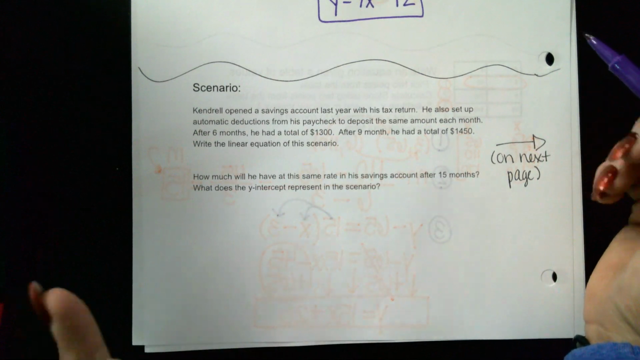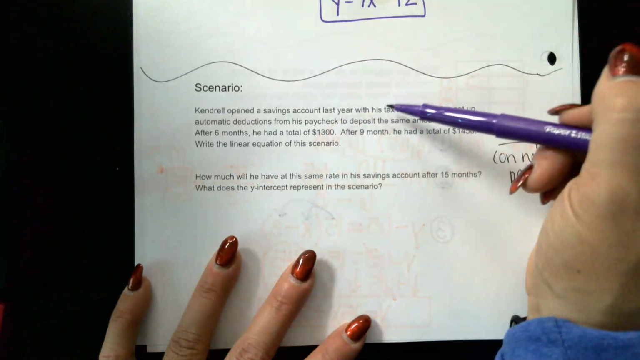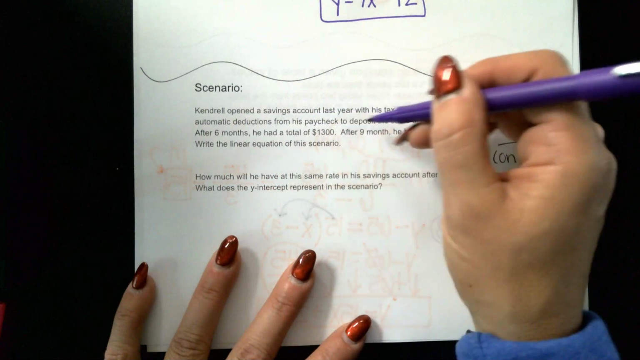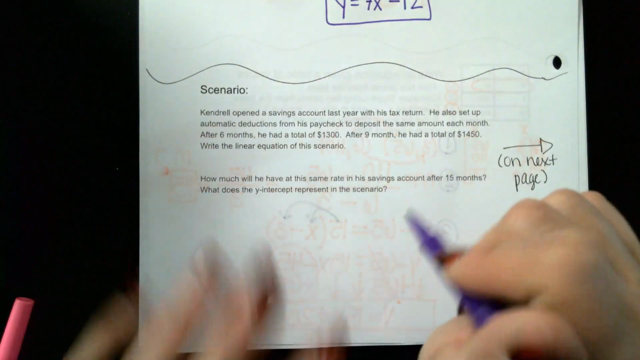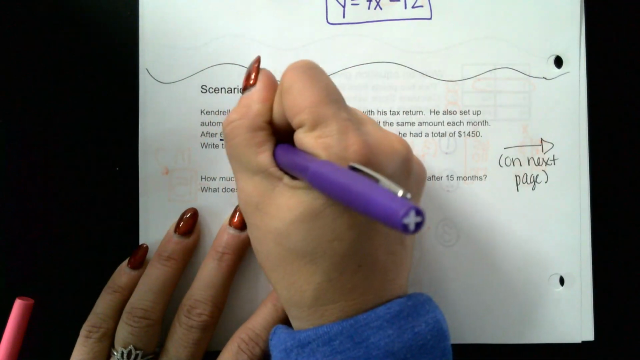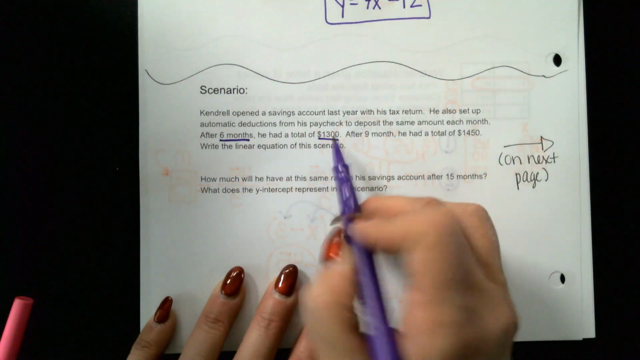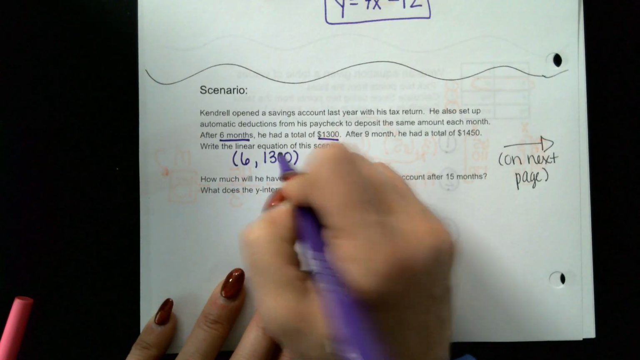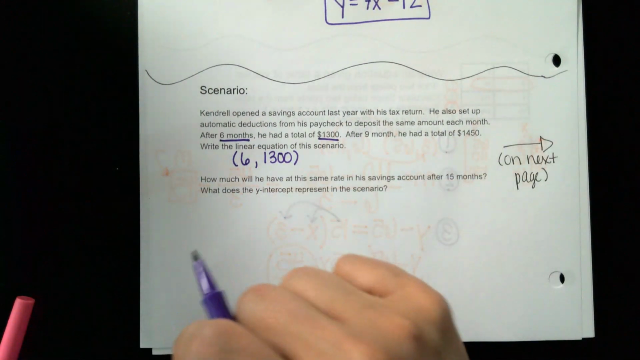Okay, so just read with me here. Kendrell opened a savings account last year with his tax return. He also set up automatic deductions from his paycheck to deposit the same amount each month. So now watch, because we're getting numbers here. After 6 months, he had $1,300. Hey, look. x, y. 6, 1,300. There's our first ordered pair. You just had to read to find it.